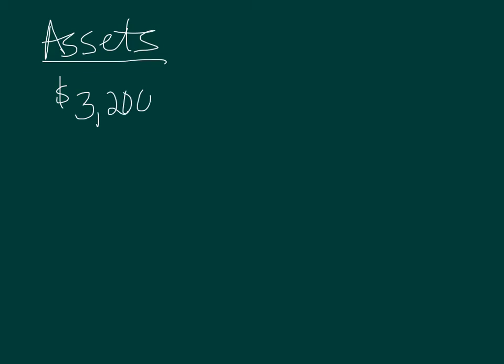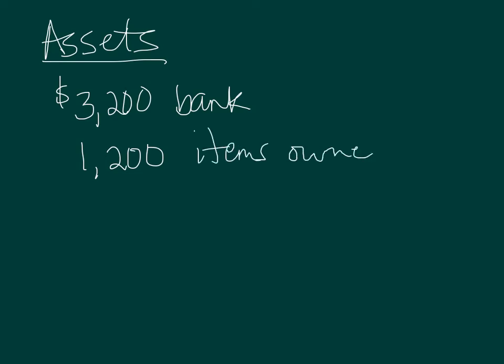So if someone has in the assets column of their life, say, $3,200 in the bank, and they have some things around their house that they own that total $1,200. These are items owned. Together, those assets would be $4,400.